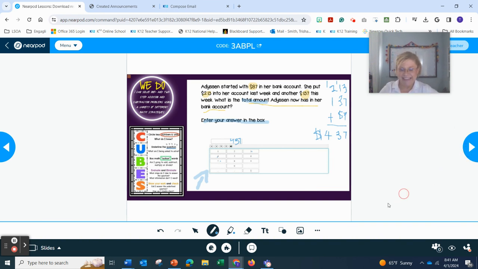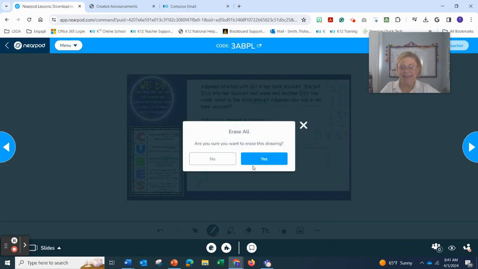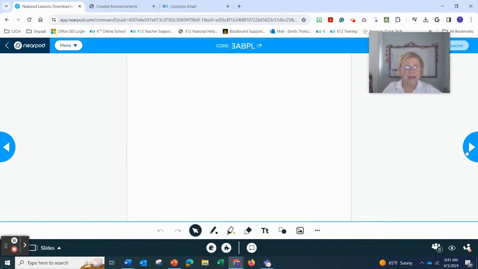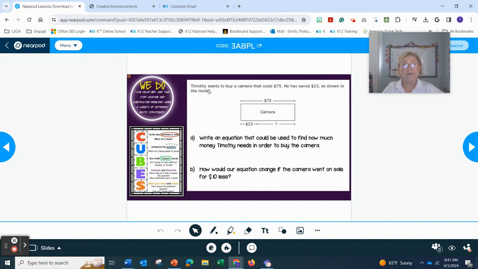Yay, us. Let me clear this up. Timothy wants to buy a camera that costs $75. He saves $23 as shown in the model. Write an equation that could be used to find how much money Timothy needs in order to buy the camera. So that's part A. Part B says, how would our equation change if the camera went on sale for $10 less? So let's write our equation first.